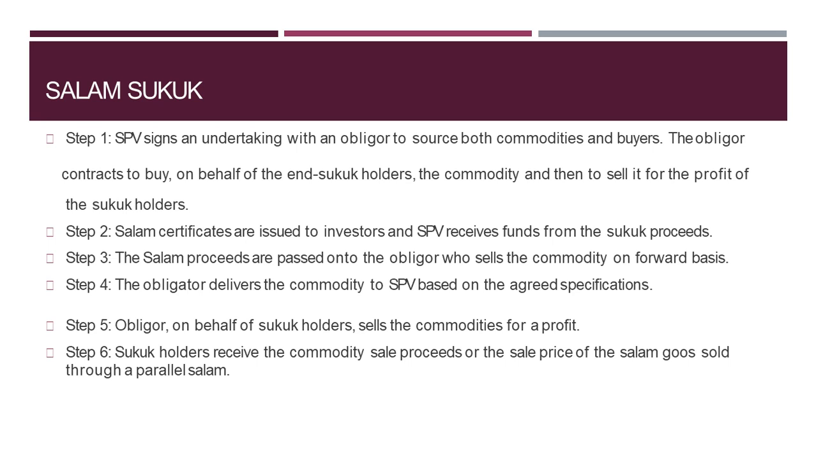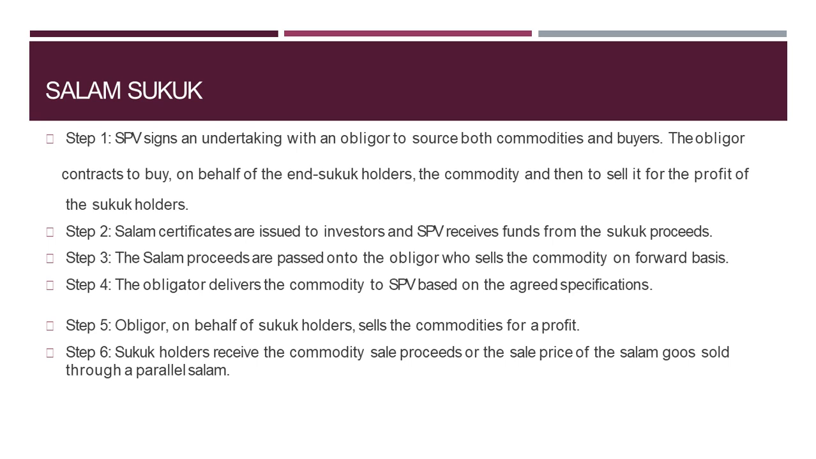In step 2, the salam certificates are issued to investors, and the special purpose vehicle receives funds from the sukuk proceeds. In step 3, the salam proceeds are passed on to the obligator, who sells the commodity on a forward basis. As I told you before, it is the same as a future and forward contract.